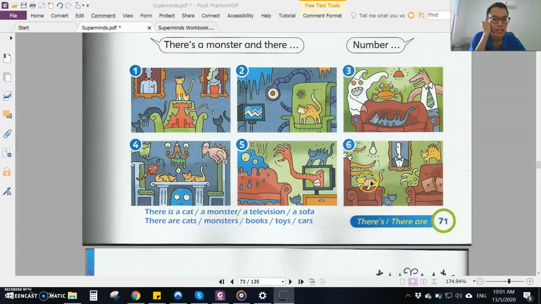Okay, last picture. How many cats can you see? 1, 2, 3. So there are 3 cats. How many monsters? 1, 2. So there are 2 monsters. How many light bulbs can you see? There's only one hanging here. So we use there is a light bulb.